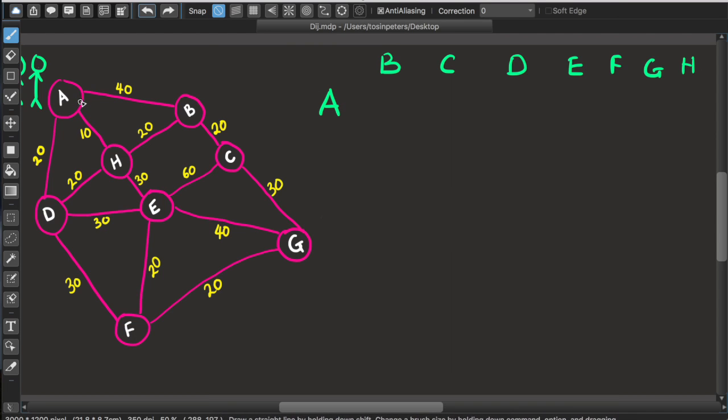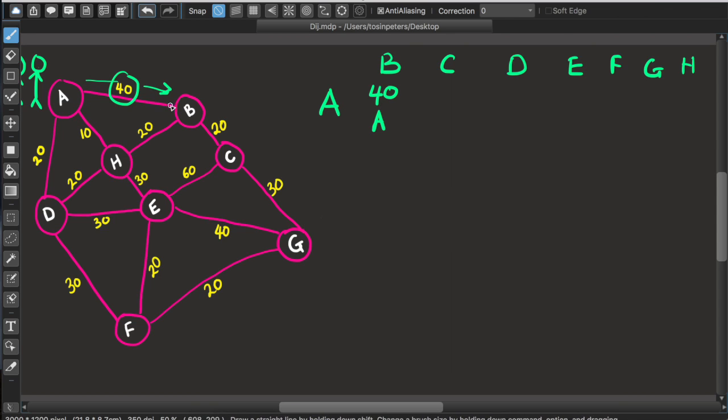Now if you look at the vertex A, you can see that it's connected to B. Okay, you see this connection? And the cost is 40, right? It's also connected to H and D, but it's not connected to the others like E, C, G, and H. And this is what we are going to record on this table. From A to B is 40. Now you write 40 here. And because we are starting from A, this is 40 from A, so you write A under here.